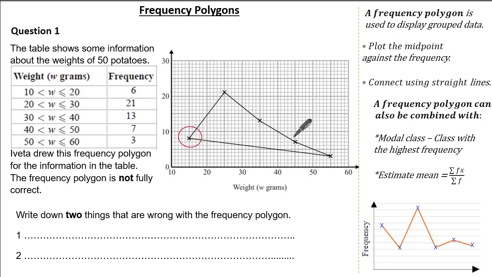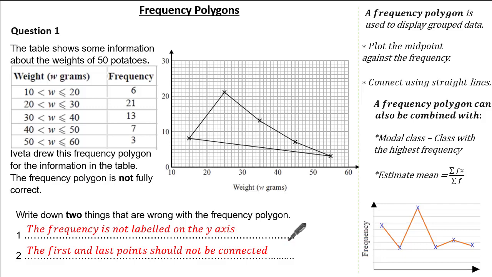And if we were to look at this point here, you can see the midpoint between 10 and 20 is 15, with a frequency of 6, but this has been incorrectly plotted. So it's really important that you look at your axes when plotting a frequency polygon. So the 2 points I'm going to pick up on are the frequency is not labelled on the y-axis, and the first and last points should not be connected.